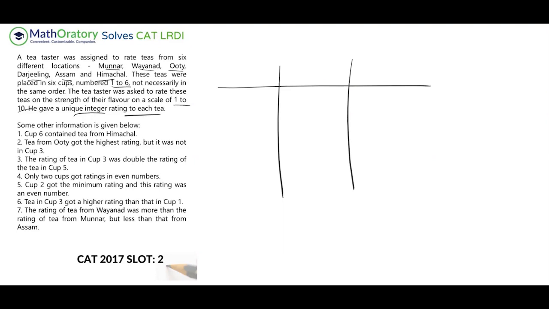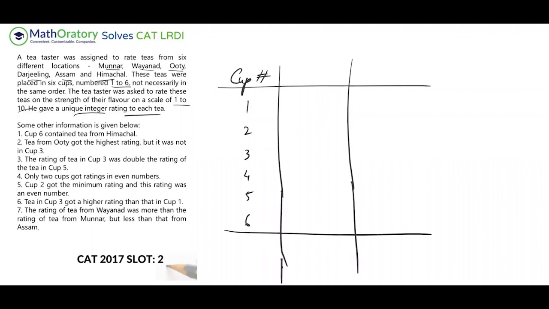Cup 2 got minimum rating, again cup number, right? Cup 3 got a higher rating. So mostly the information is about the cup numbers. So let us place the cup number as the first column. So let's say this is the cup number. So we have 1, 2, 3, 4, 5, and 6. And typically when I use a table format, I'll always use below the table for some type of information. I'll just show that: location and rating. So these are all we have.